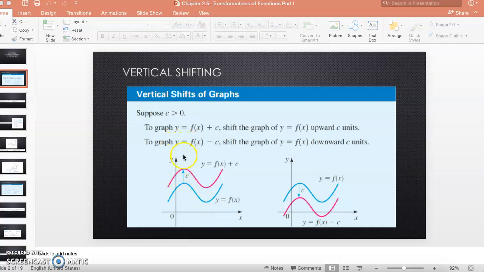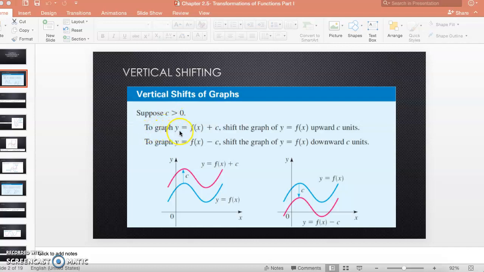If I did the vertical line test, I could see that if I created lines straight up and down, it would go through exactly one point of the blue line. Now, looking at this y is equal to f of x, we don't know what this function is, but that's okay. If we look at this slide, it says, suppose c is bigger than 0.